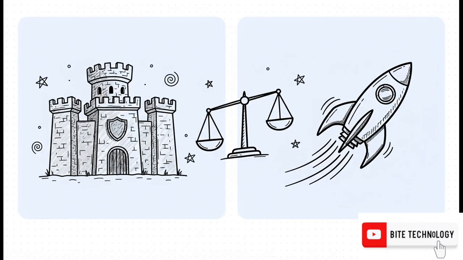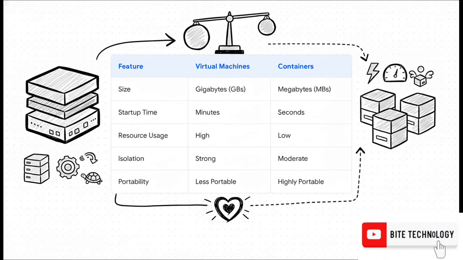the other. So what it all boils down to is this: you're almost always making a choice between the fortress-like security and isolation you get with virtual machines versus the incredible speed and efficiency you get with containers. You're usually trading one for the other. This table lays it all out pretty clearly. Let's just walk through it.